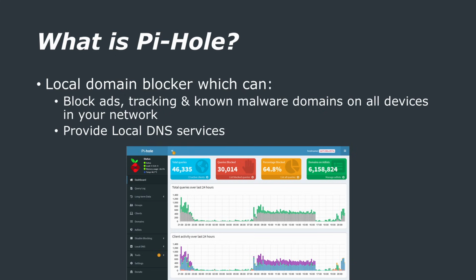And it's not just ads that you can block. You can block tracking URLs and known malware sites, and also the local DNS features are really helpful for accessing your home lab. In this video, I'm going to show you how to set up a fully functioning PiHole server protecting your network.